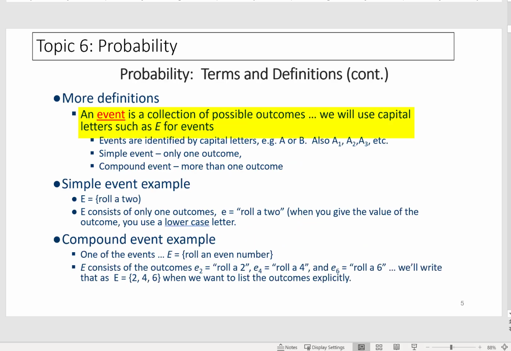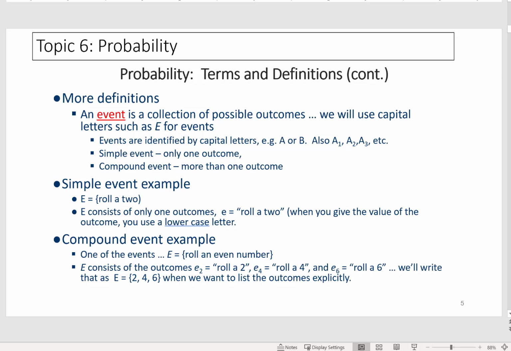So looking at this idea of an event, it's a collection of some or one possible outcome. It depends. It could be a simple event, such as rolling the 4 that we talked about, or rolling a 2, or a compound event, more than one event. So something like rolling the dice and getting an odd number, rolling the dice and getting 2 and 4, or rolling the dice and getting an even number.